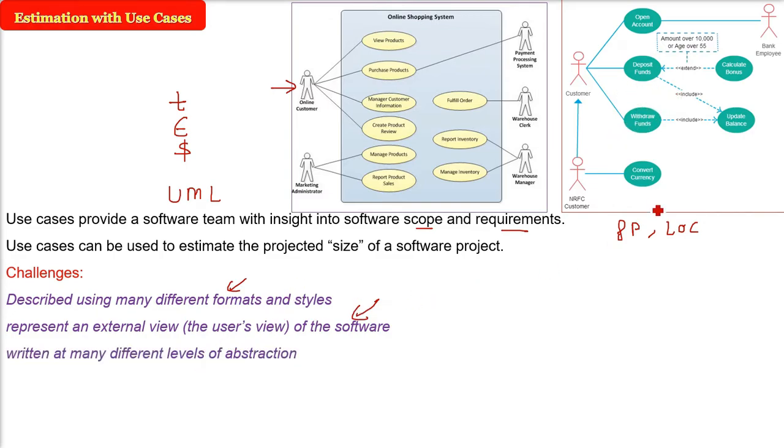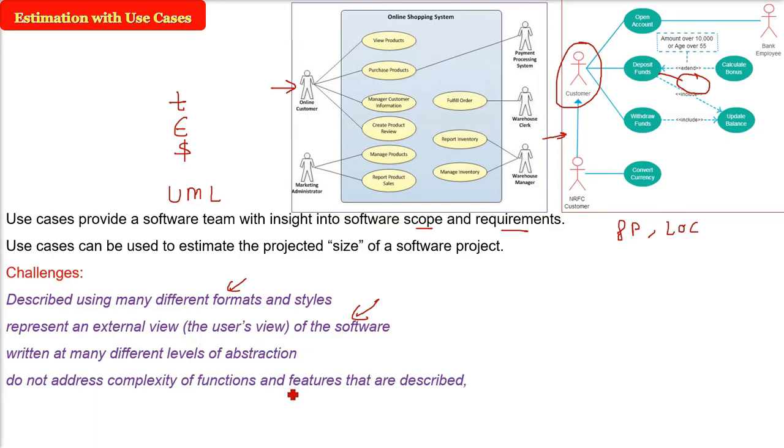Because you can make say 10 transactions, and I can make only 2 transactions. So the level of abstraction, or the detail which you and I give for the same use case, will be different. And this use case does not address the complexity of the functions and features that are described. It is just saying these are the functions and features, and who is going to interact in what way.